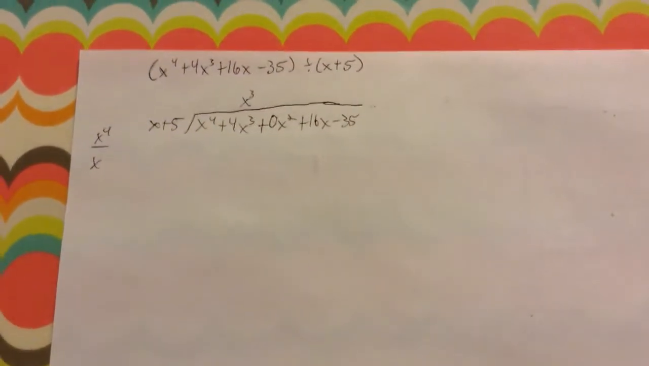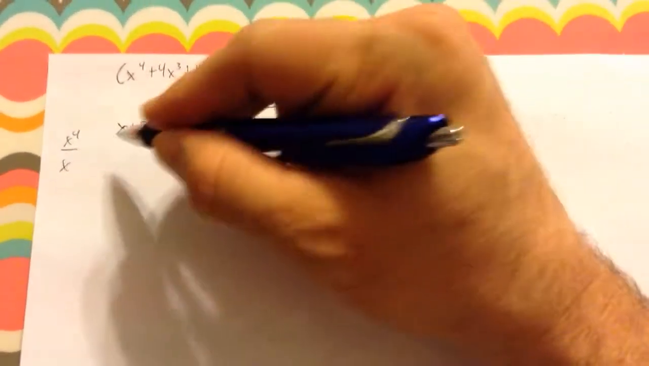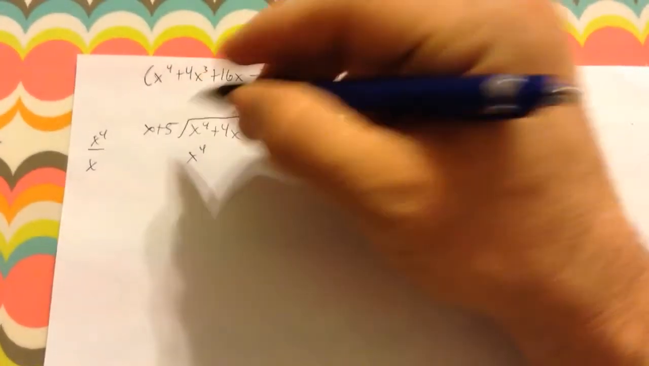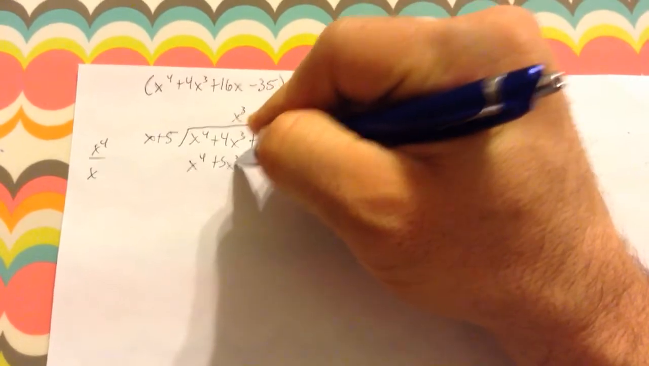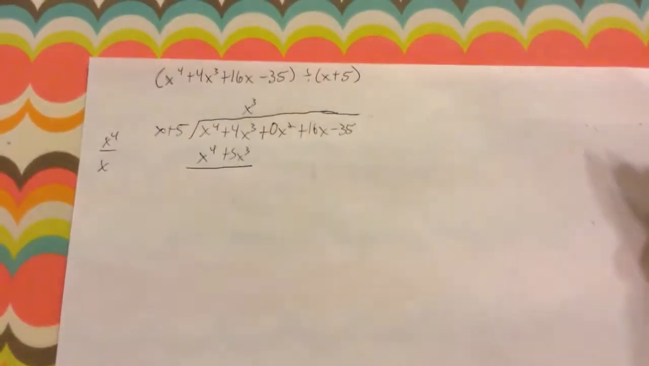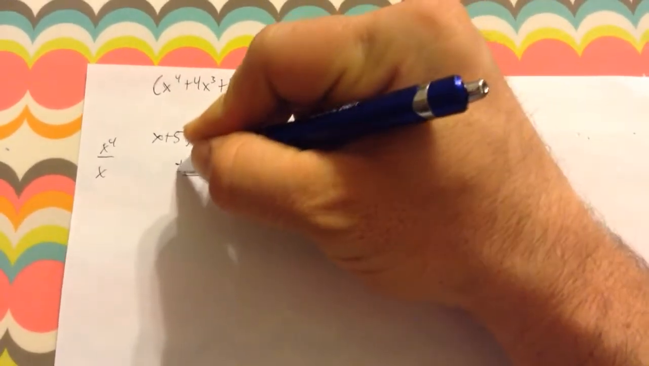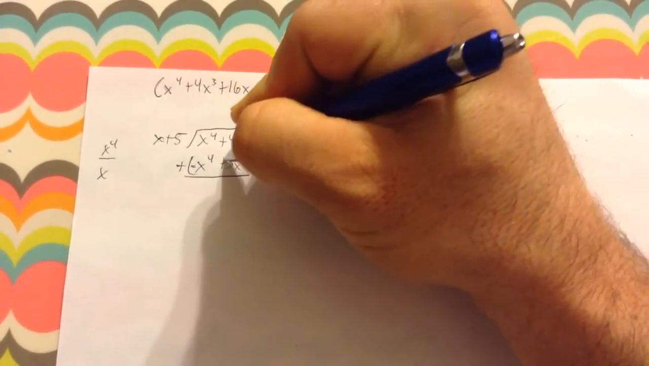Then, just like regular long division, you multiply. X cubed times x is x to the fourth. Notice you're getting some review of multiplication here. X to the third times 5 is 5x to the third. Now you're going to get some review of subtraction. When you subtract both of these, you've got to distribute your negative to this one and to this one.